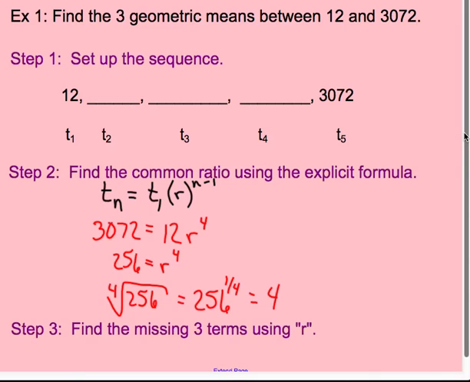So our common ratio is 4, and then we can use the recursive formula to fill in the missing terms. So 12 times 4 gives us 48. 48 times 4 gives us 192. 192 times 4 gives us 768. And if you want to just double check, 768 times 4 does give us 3072.